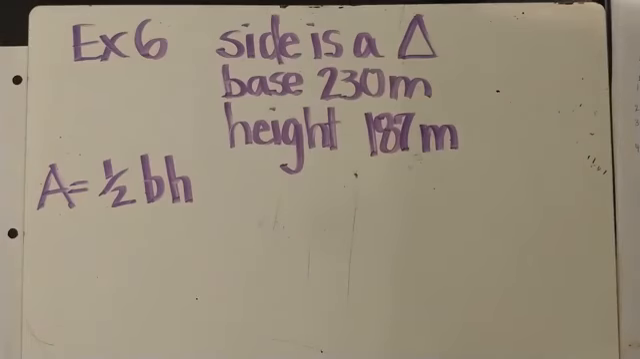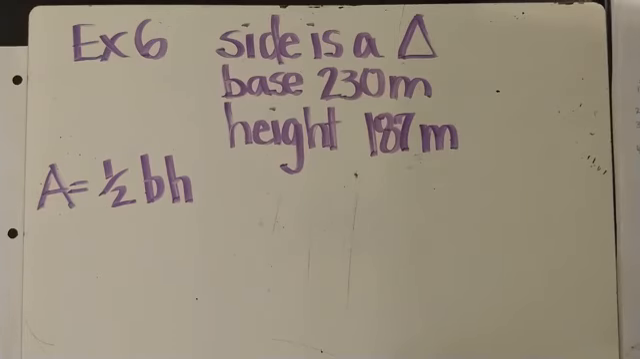Lastly, we're going to have the real life situation. Follow along as I read. Each side of the Great Pyramid at Giza, Egypt, is a triangle. The base of each triangle once measured 230 meters. The height of each triangle measured 187 meters. The area of a triangle is 1/2 the product of its base, B, and height, H.